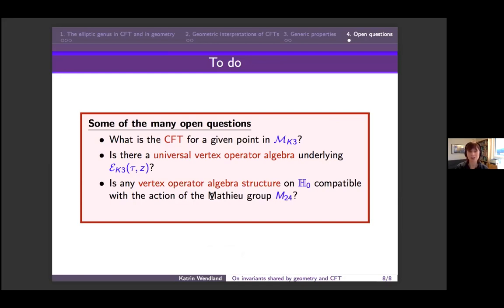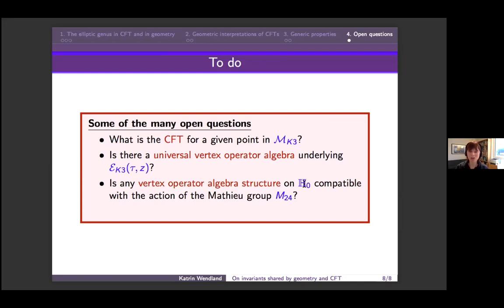One would expect the action of this huge finite group, the Mathieu group M24, for reasons that I also didn't get into. This is a very cool observation by Eguchi, Ooguri, and Tachikawa in 2010, who observed that my favorite function, the elliptic genus of K3, actually decomposes in a very non-trivial manner into characters of irreducible representations of the Mathieu group M24. And that's still a mystery, why this is so, and to explain why.